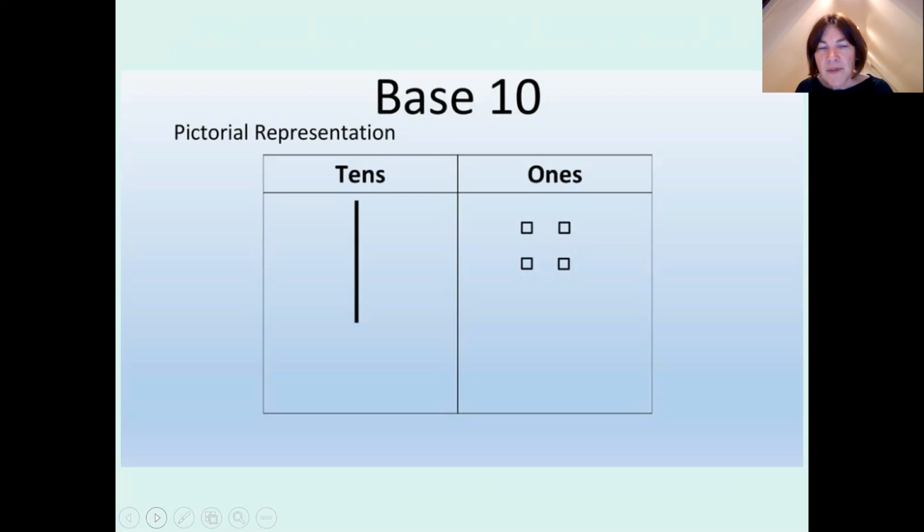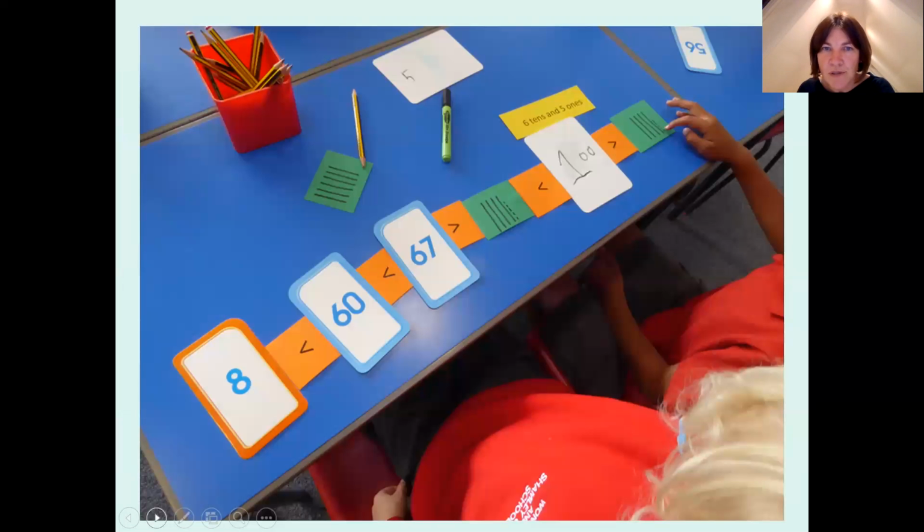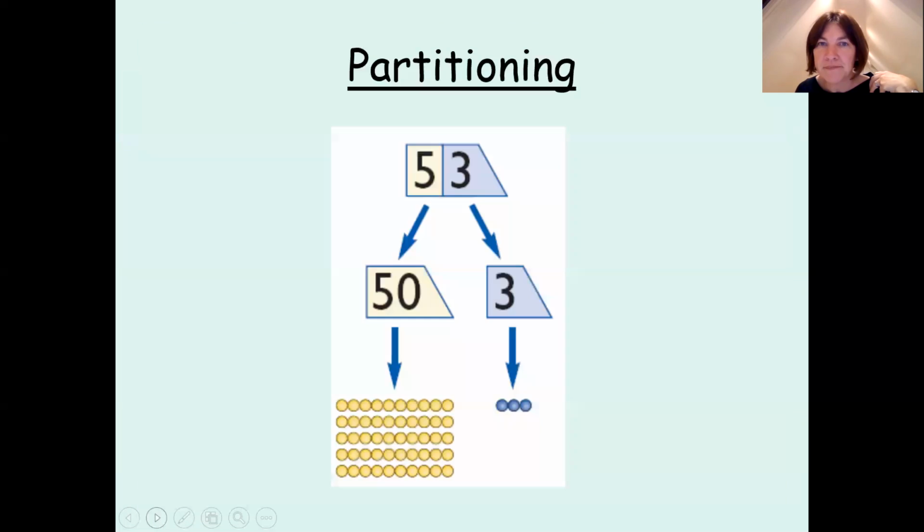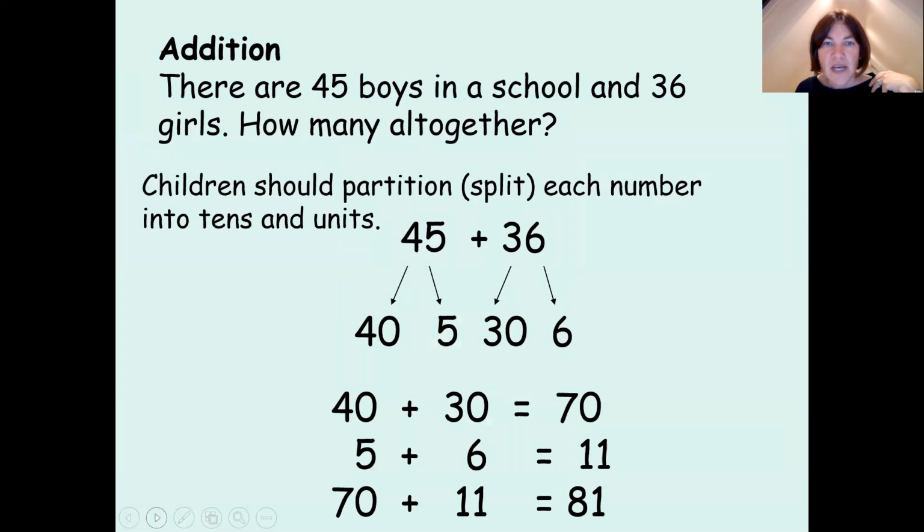And then they can also represent this in their own drawing. So they might start to draw a 10 rod as a line, and the ones as little tiny squares or as spots even. So you can see here, and this is in year 2, on the green bits of paper there, they have been drawing their own numbers and then using the greater than and less than signs to compare the numbers. So year 2, there's a lot of partitioning. Partitioning just means splitting the number into its tens and its ones. And then we use that partitioning to add. So there are 45 boys in a school and 36 girls.